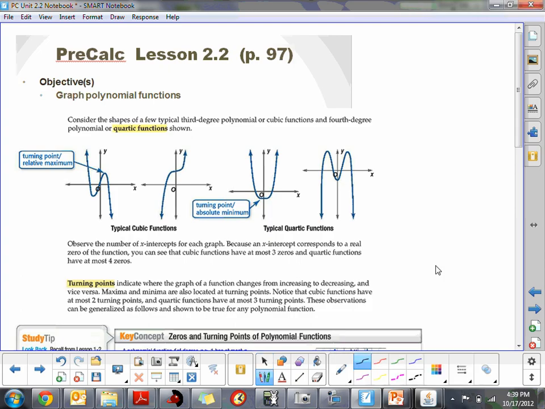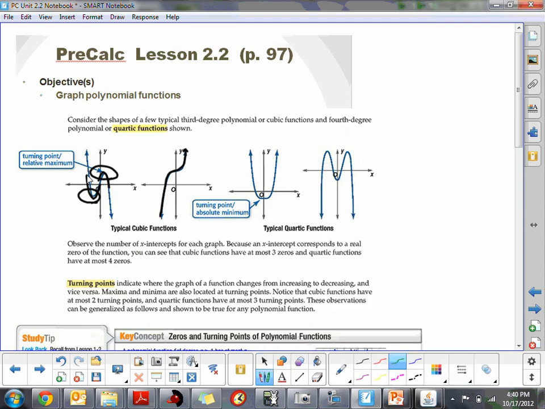So turning points. Here's a turning point because our graph goes from a decreasing graph to an increasing graph. Here's a turning point because it goes from an increasing to a decreasing. Anywhere we have a relative max or min or an absolute max or min is called a turning point. This graph has 0 turning points because it never goes from an increase to a decrease. It's always increasing. So we can have 0, or we can have 2 turning points, as you see there.